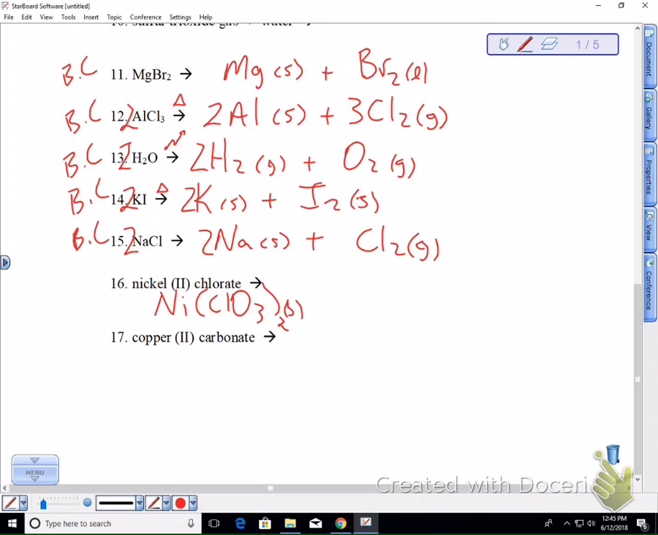And then copper 2 carbonate looks like that. They're ternary salts because they're 3 elements. They're made from the oxyanions. The flow chart says that if I decompose a ternary salt, I'm going to get an oxide, metal oxide, and a non-metal oxide.